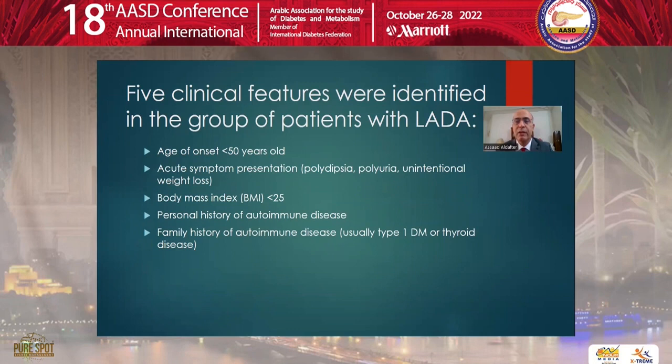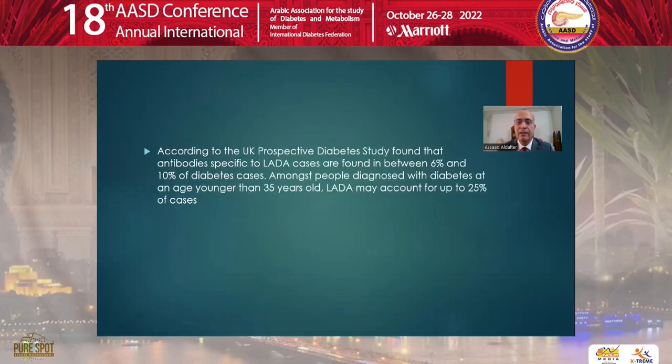Late onset autoimmune diabetes: age onset below 50, acute symptom presentation, body mass index below 25, personal history of autoimmune disease, and family history of autoimmune disease, usually type 1 diabetes or thyroid disease. According to the UKPDS, LADA accounts for between 6 and 10% of diabetes cases, and in those below age 35, LADA may account for up to 25% of cases.